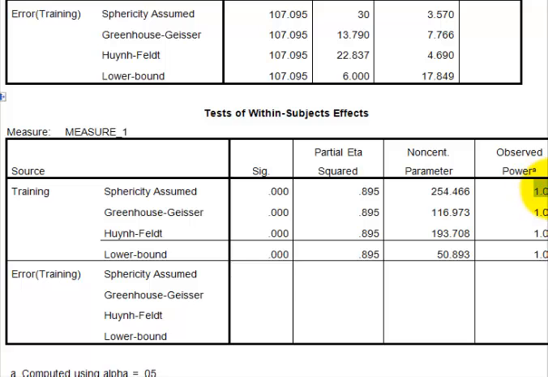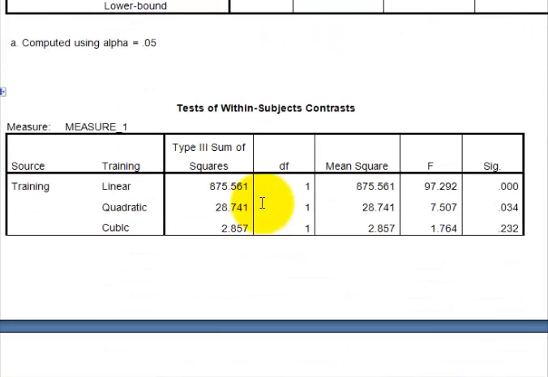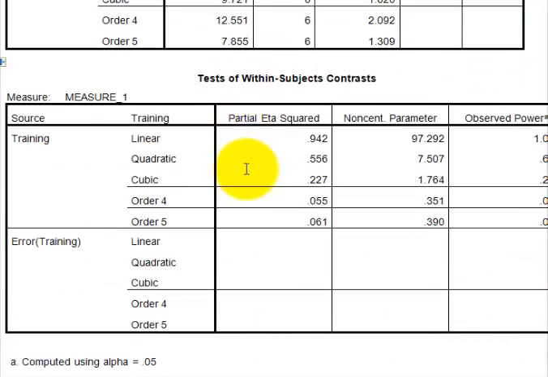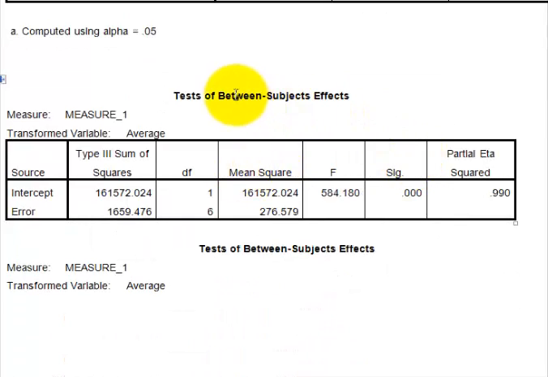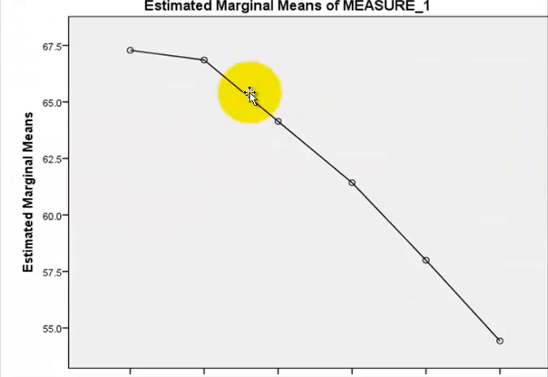And power was practically perfect. Eta squared was around 90%. That means your test is a very, very strong test. We don't need this one right here. This is where the computer is testing to see what kind of trend the data fits. We are assuming it's linear, and this agrees that the data fits a linear format. That's a little bit more advanced than what I'm trying to teach here. Don't need that. We're not doing a between subject, so we don't care about that. And we don't need estimated marginal means.